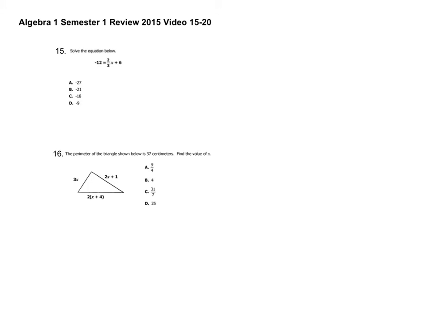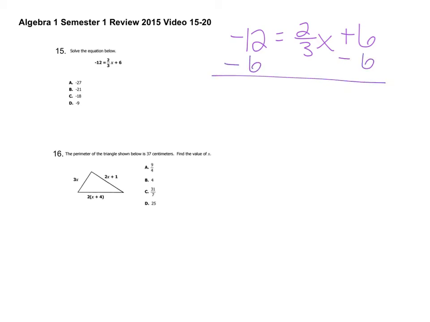Okay, we're going to solve the equation negative 12 equals 2/3 x plus 6. Remember, on a two-step equation, you want to save that variable to the very end. We've got to get rid of that plus 6 first. So we're going to subtract 6 from both sides. We get 2/3 x equals negative 18.